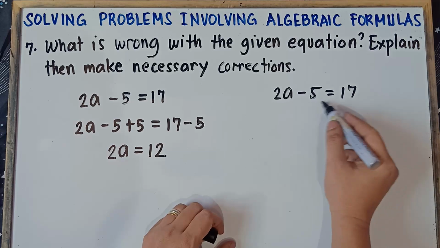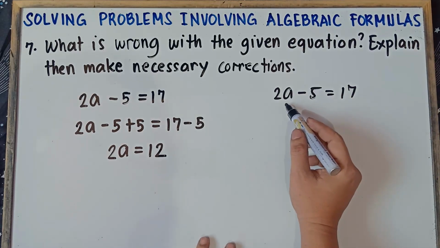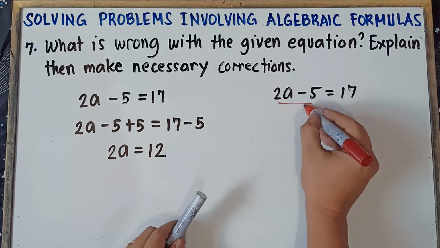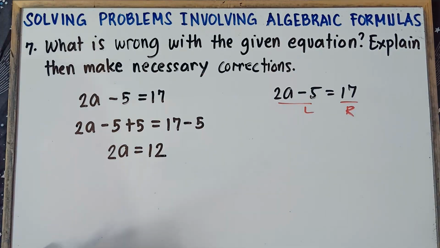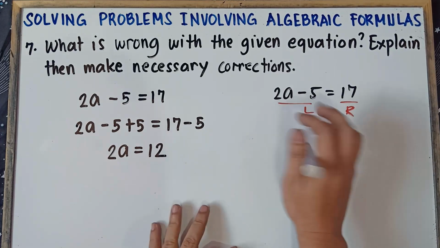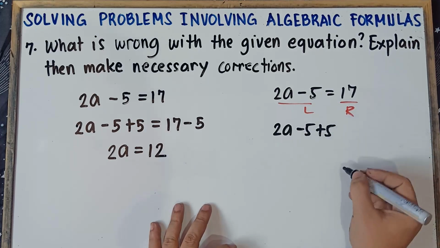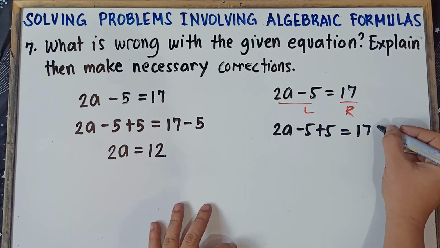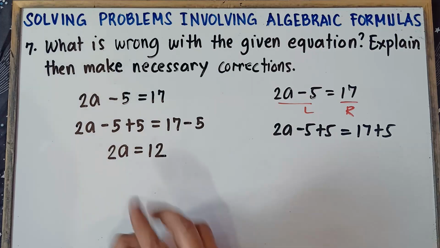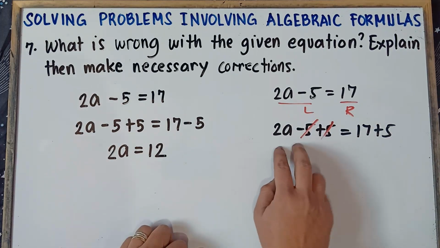Once again, we can add positive 5 to both sides so that we can remove this one, and the remaining expression on the left of this equal sign will be only 2a. Once again, class, this is left, this is right. So that we have only 2a on the left side of this equal sign, we can add 5 to both sides. So 2a minus 5 plus 5 equals 17 plus 5. We add positive 5 to both sides so that we can cancel this out. And the remaining expression will be only 2a.